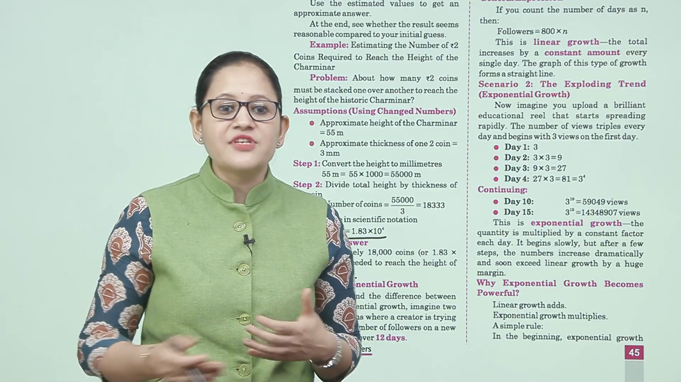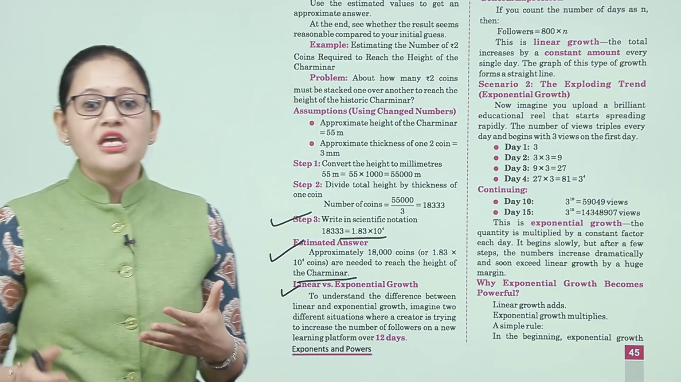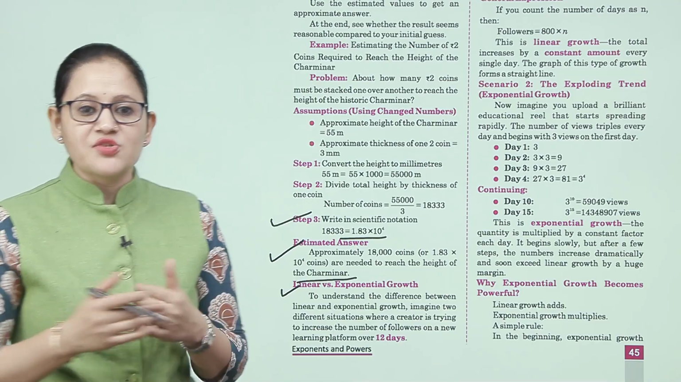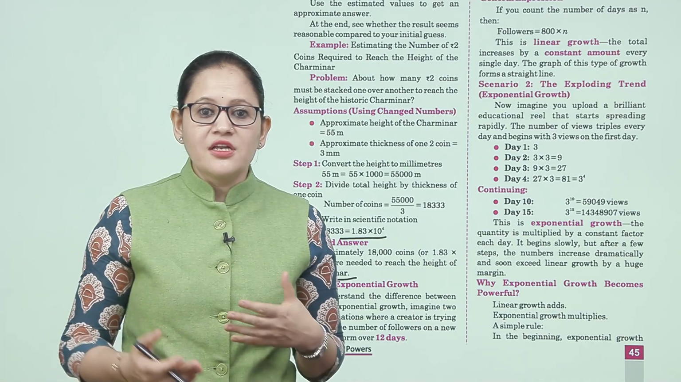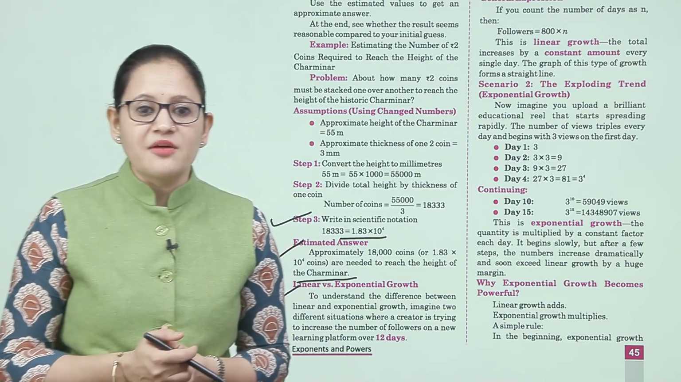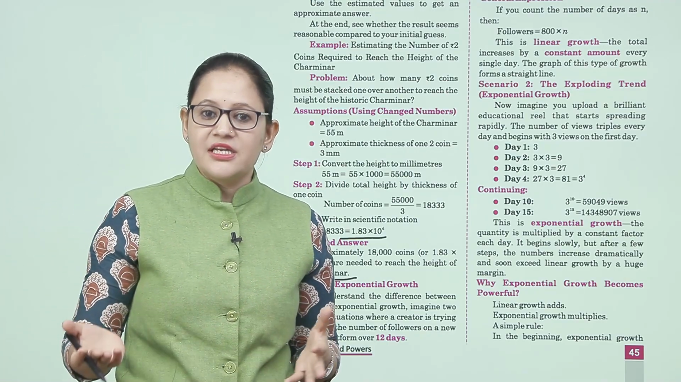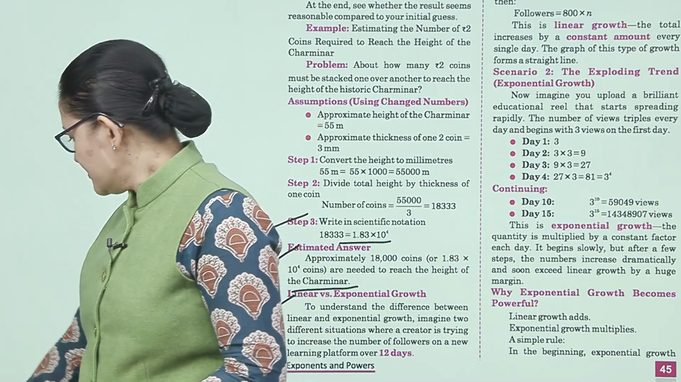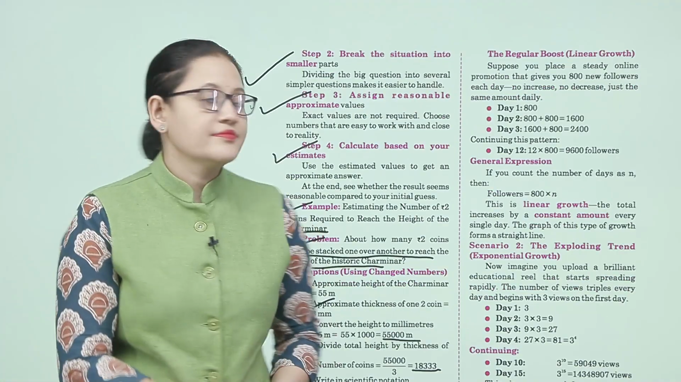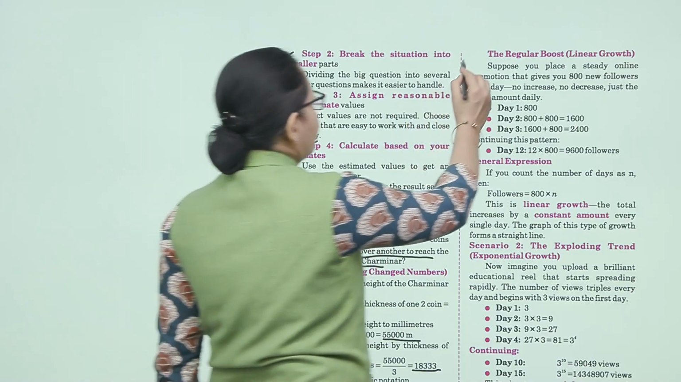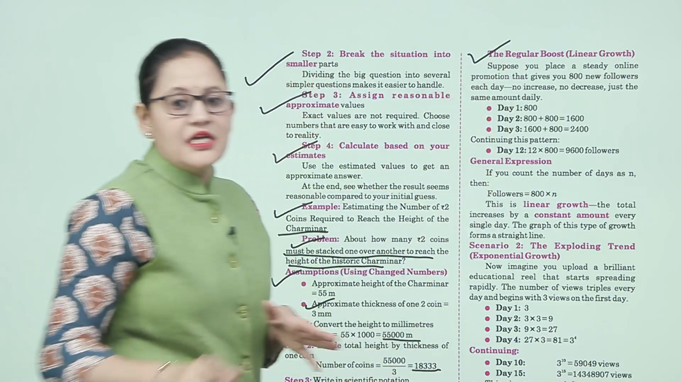Now, linear versus exponential growth. To understand the difference between linear and exponential growth, imagine a situation where a creator is trying to increase the number of followers on a new learning platform over 12 days. The regular boost: linear growth.